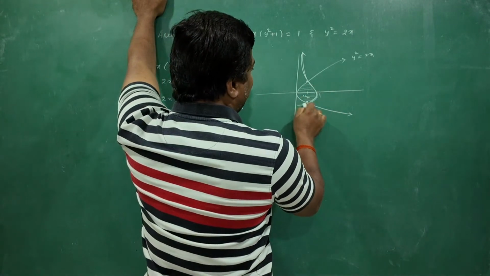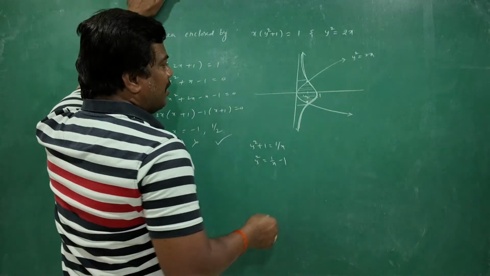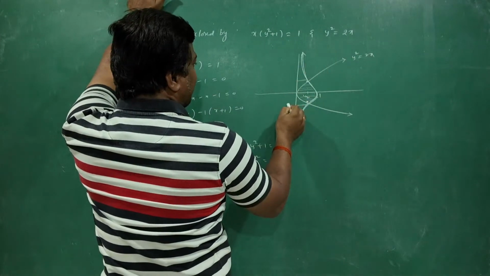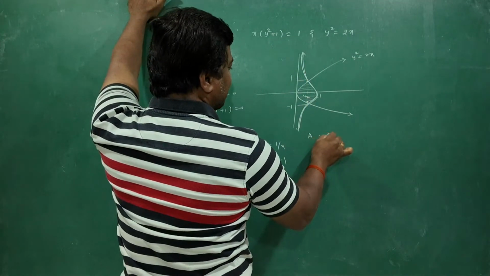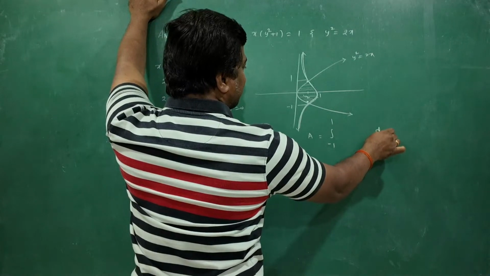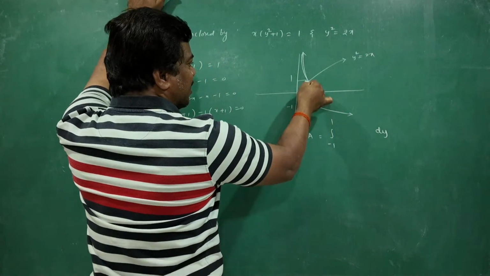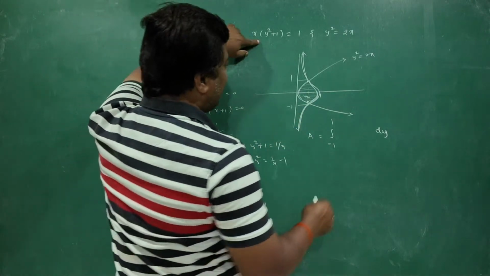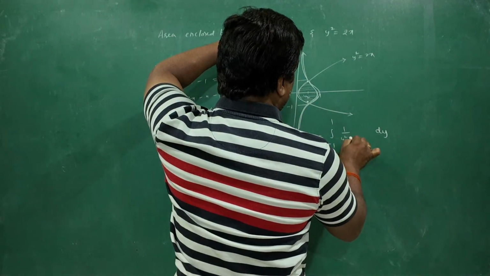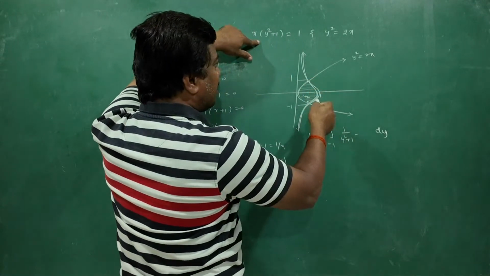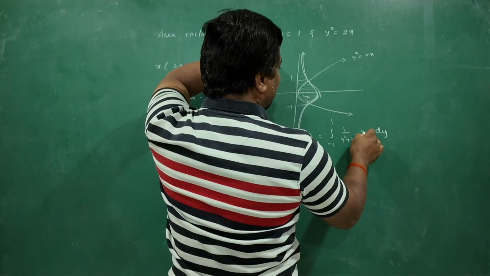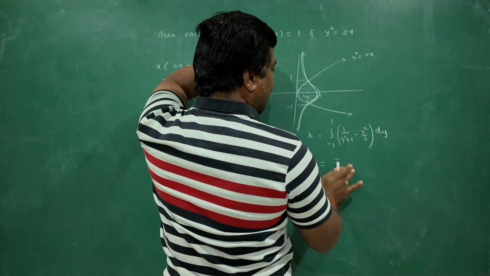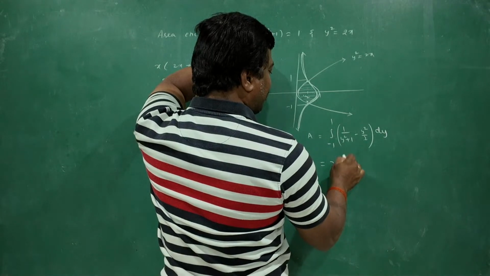It is a symmetric figure. When x value is 1 by 2, y becomes plus or minus 1. So the required area is in the interval minus 1 to 1 with respect to y. This is the greater function, this is the least function. The greater function is 1 by y square plus 1, and from that you have to remove the least function, y square divided by 2. Actually this is an even function, so you can write 2 times the integral from 0 to 1.